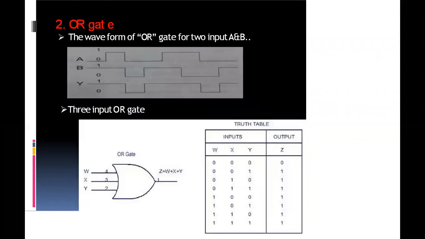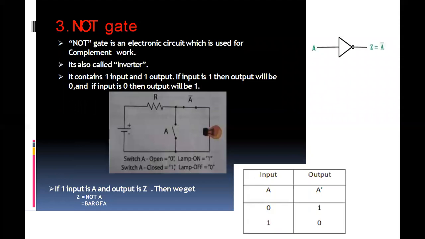For the two input OR gate, here the waveform of A and B is shown, and it's the result of the two input OR gate. If we use a three input OR gate and any of the inputs is one, then we get the output result one. And here the NOT gate is nothing but an inverter, and it is used for complement work.